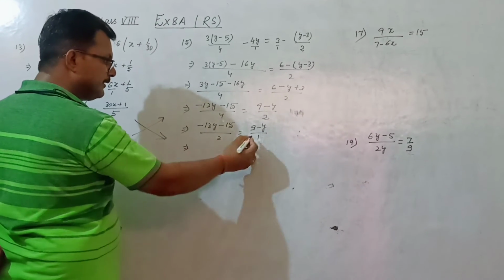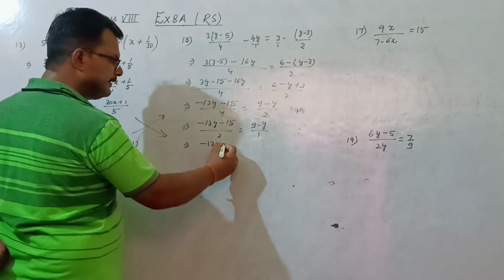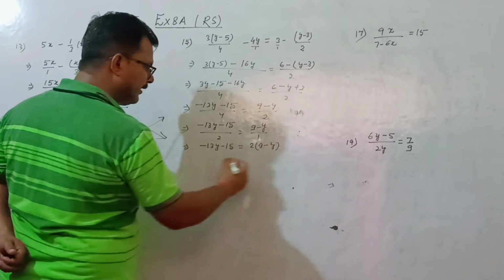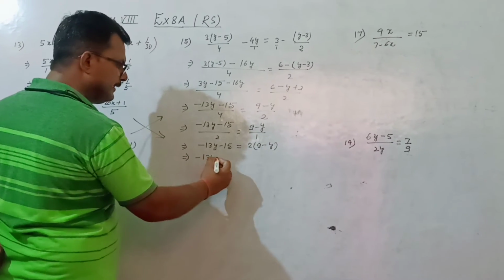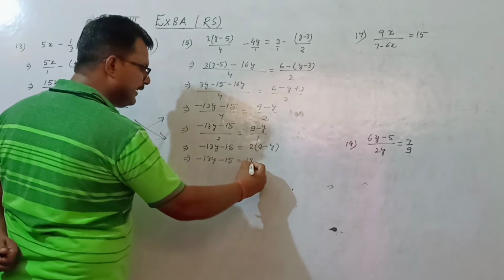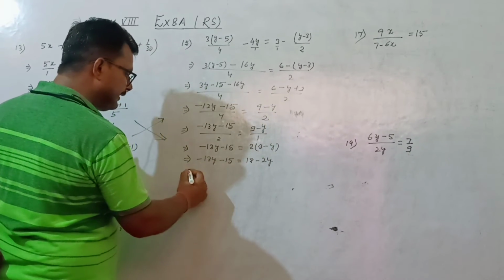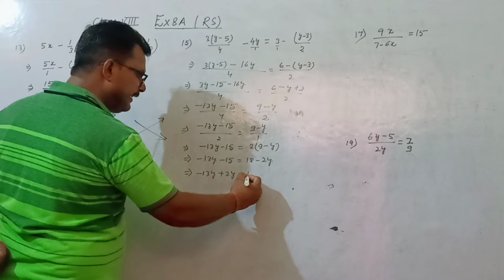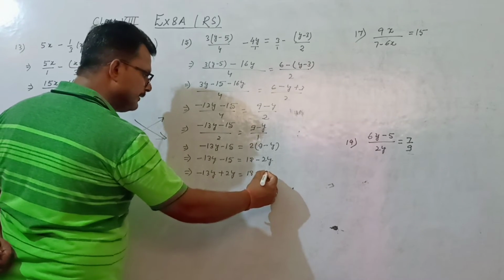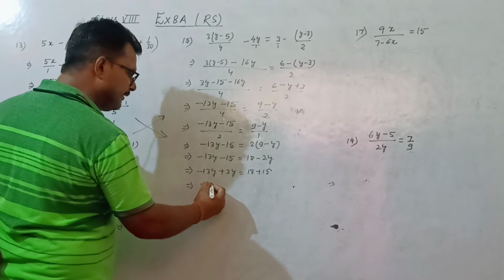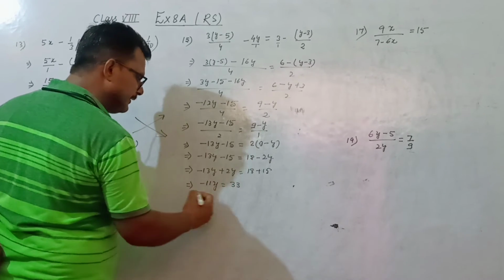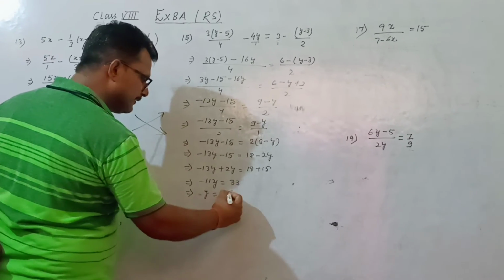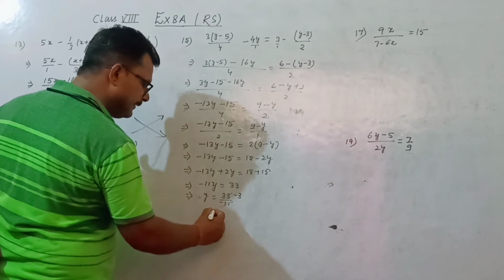Now cross multiply by 1, the result will be as it is. And by 2, you multiply 2 into (9 minus y). Next, minus 13y minus 15, 9 times 2 is 18, 2y. Minus 13y and minus 2y will be transposed here. Here 18 plus 15. Now here minus 11y, here 33. Here y, 33 upon minus 11, minus 3. Therefore y is minus 3.